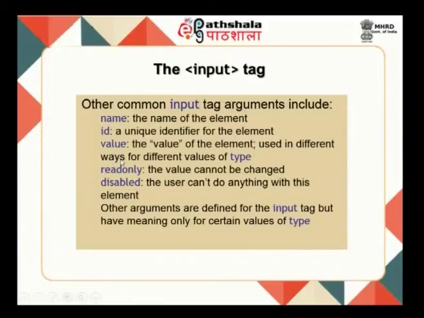This value would normally be sent to the script on doing something on the form element. And you can use an attribute like read only, where the value cannot be changed by the user, or it can be disabled, so the user cannot do anything. The other arguments are defined for the input tag, but have meaning only for certain values of type.